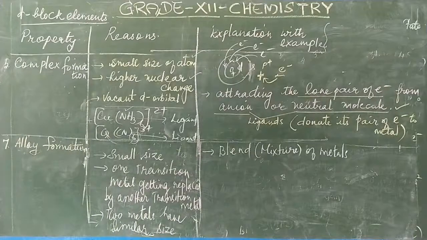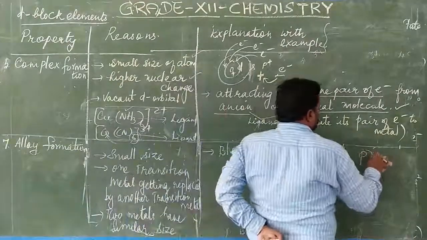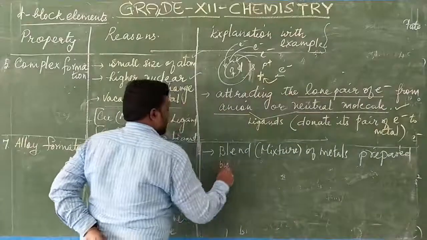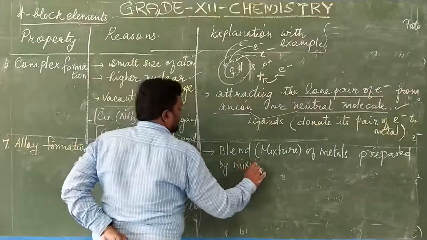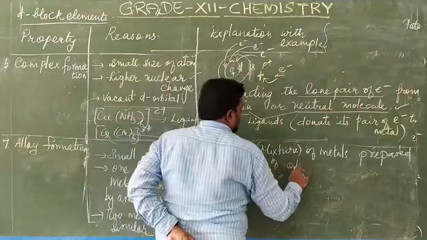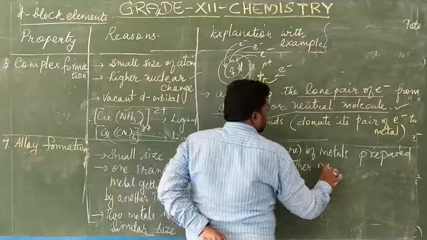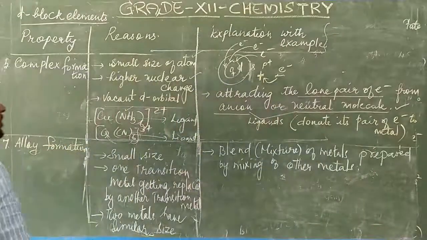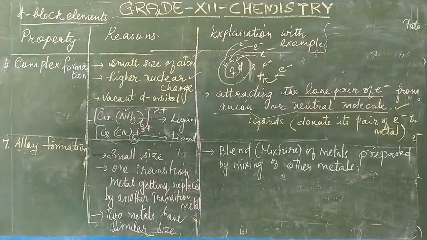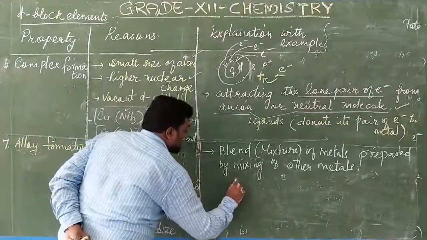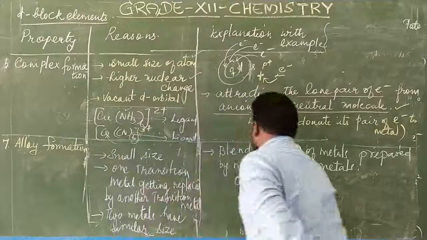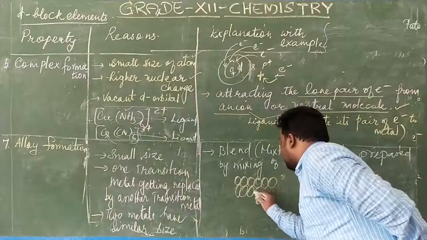Alloys are called a blend of metals, which are prepared by mixing other metals in a proportion. This is what we call an alloy. Now see the structure. This is how the structure is. Now I am drawing the structure.